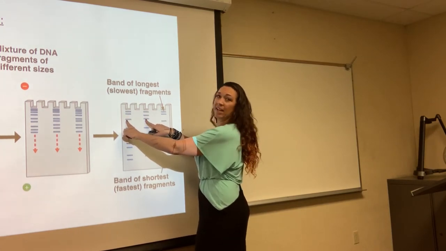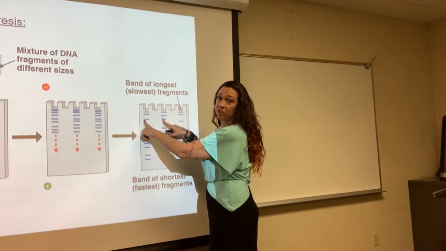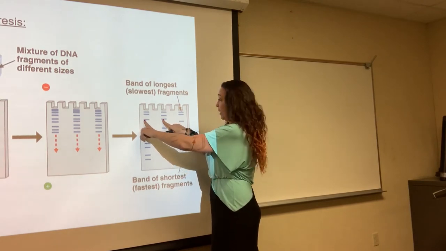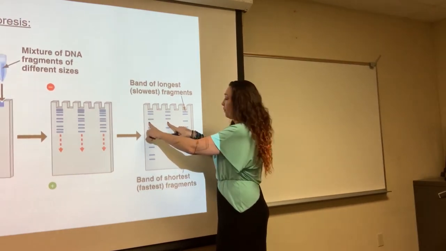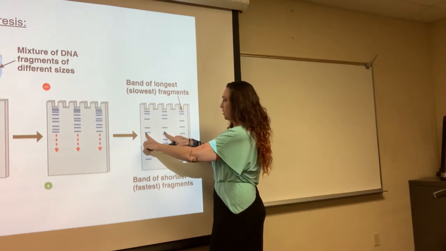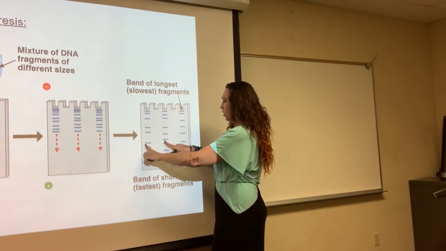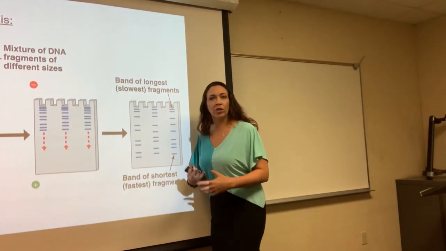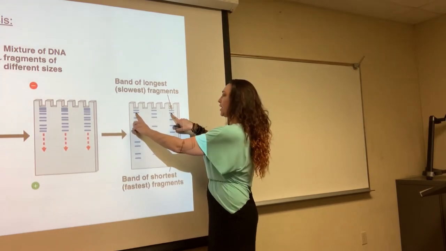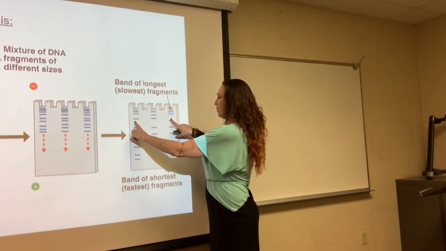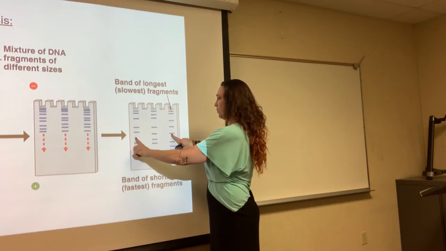That one matches. Again, this is why we test lots of different sections of your DNA, not just one or two, because coincidentally, you could have that. That one matches, that one doesn't match, that one doesn't match. So that's what you're looking for. You're looking to see how many of these match. In this case, that one matches, that one doesn't, that one matches, that one doesn't.